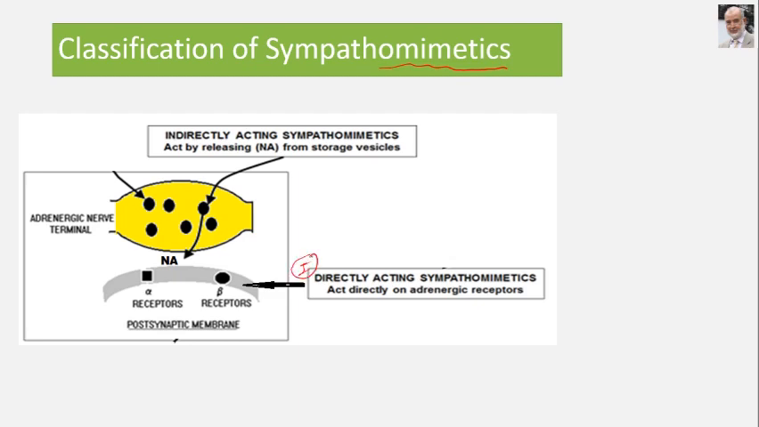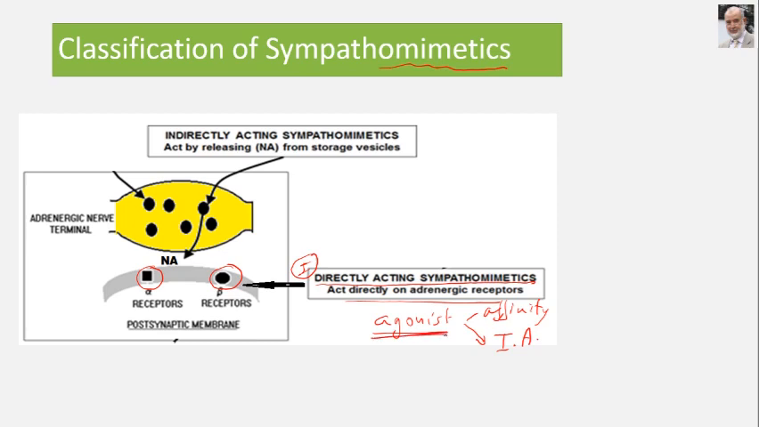First group are the directly acting sympathomimetics, and these drugs act directly on the adrenergic receptors, whether they are alpha receptors, beta receptors, or both. So they are known as directly acting. Directly acting sympathomimetics are drugs which act as an agonist on the adrenergic receptor, i.e. they have affinity to the receptor, they combine to the receptor, and they have the ability to produce action, i.e. they have intrinsic activity. Okay?